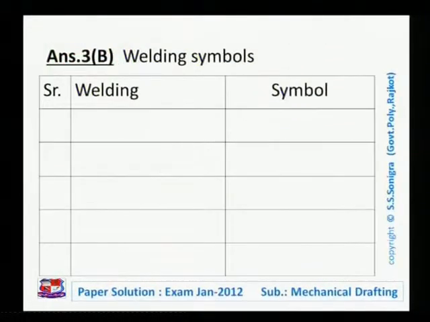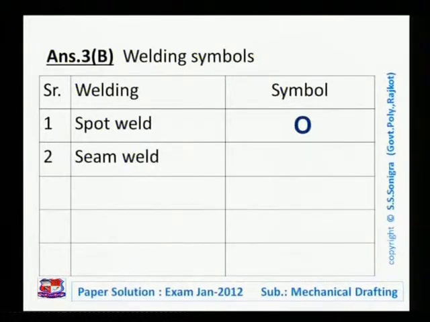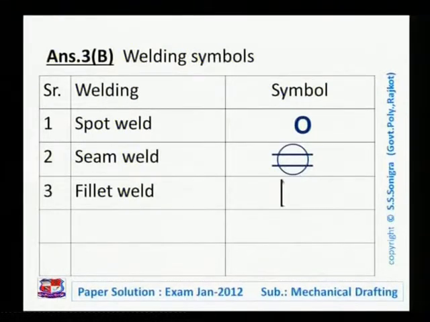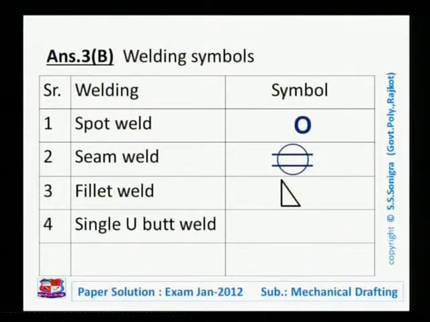Answer 3b, serial number, welding and its symbol. The first is spot weld. The symbol of this spot weld is like this, just an O or a circle. Number 2, seam weld. The symbol is like this, a circle with 2 horizontal lines. Third is fillet weld. It is drawn like this, a right angle triangle. Fourth one is single U butt weld, and the symbol of single U butt weld is like this, a half circle or U and a straight vertical line below this U.